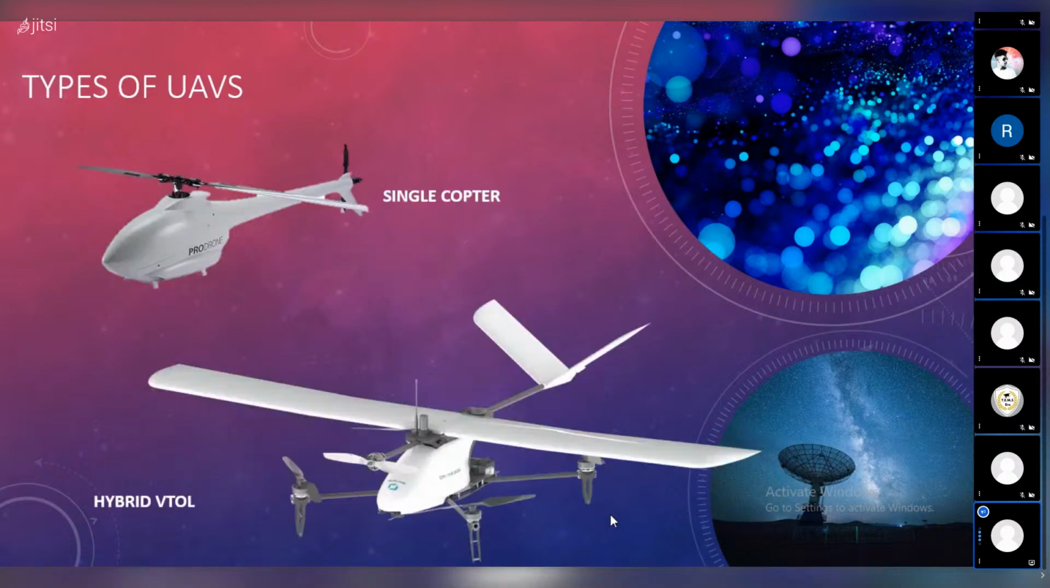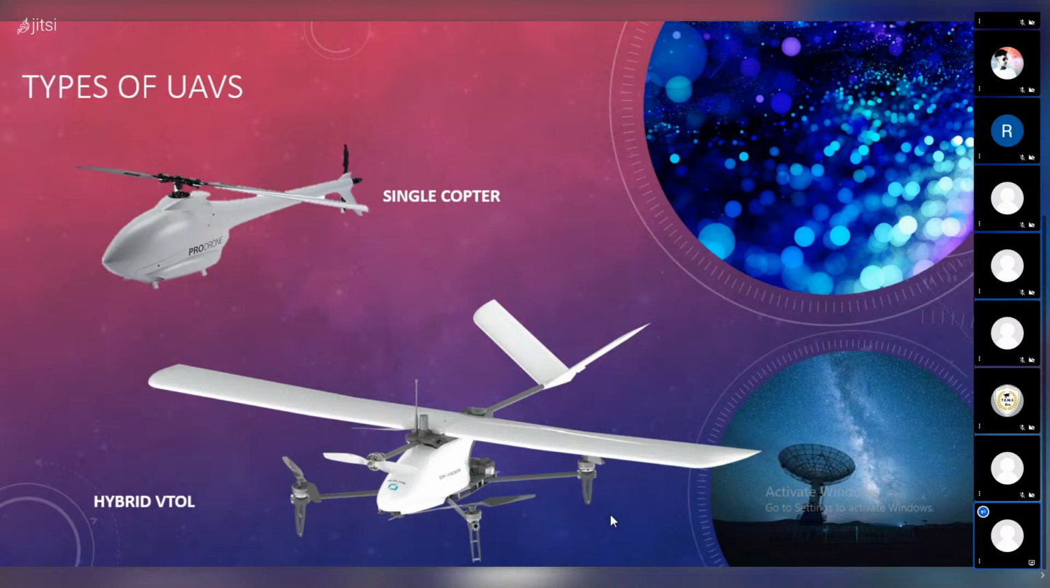Then comes single copters. Basically, this is a helicopter, but in an unmanned approach. So the principle of the helicopter is the same here as well, but instead of a pilot sitting, there is a computer that's doing all of it. And then comes the hybrid VTOL.